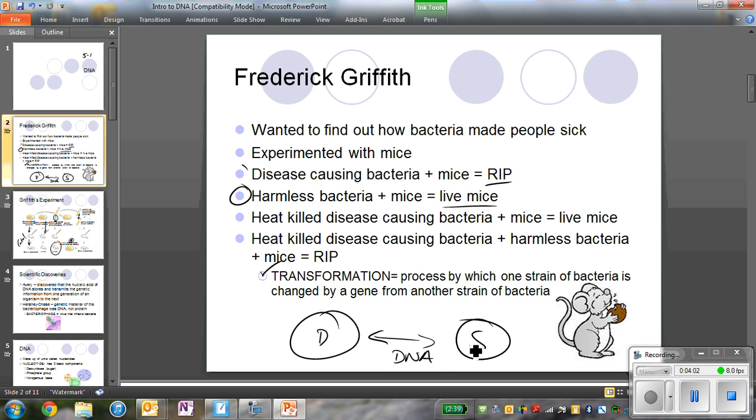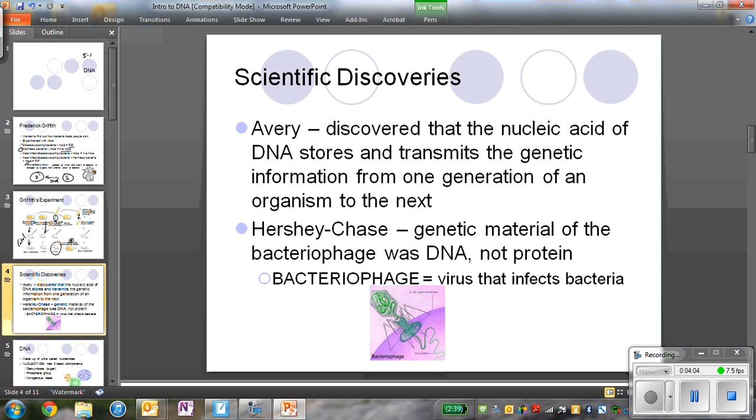So that's what Griffith discovered: that information could be traded between bacteria, which was unusual. Other scientists that led to the discovery of DNA were Avery, who discovered that the nucleic acid of DNA stored the information. But as Avery made his discoveries, people were still a little skeptical because Avery and Griffith were the only two that had worked on this. The ones that really set it in stone were Hershey and Chase.